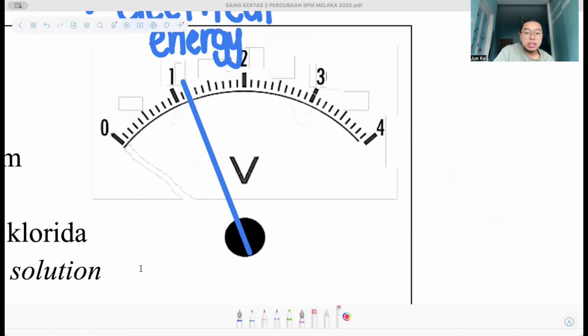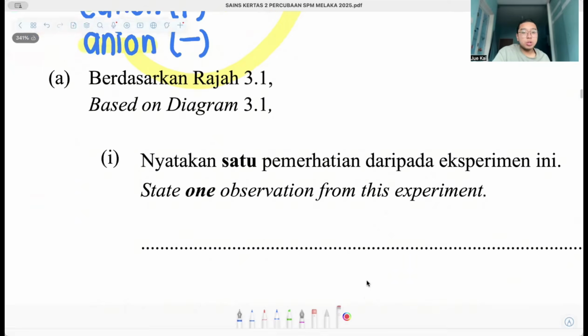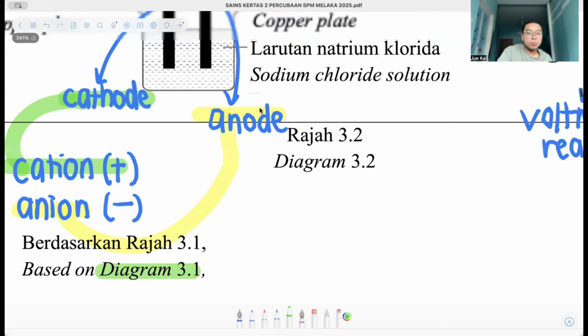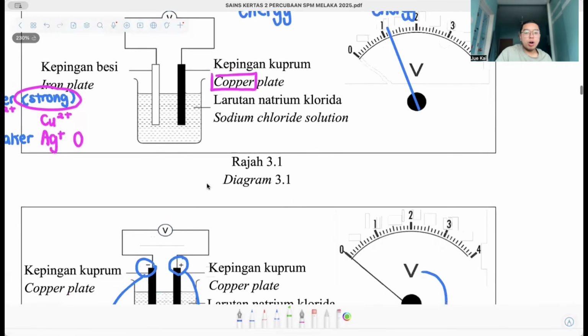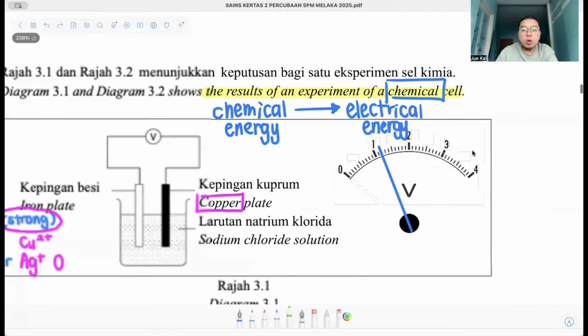So this is the thing that you need to know. I know it's a bit challenging, but it's okay. Let's see. The question asks for observation based on diagram 3.1. So you just need to focus on 3.1. You just compare the two diagrams. You can obviously see that it provides you a reading.